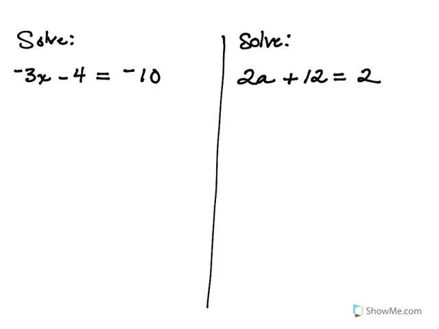Okay, so here we're going to have multi-step equations. So we're going to have to do more than just move one term, basically. We have to move more than just one number in order to isolate the variable. So here we're looking at negative 3x minus 4 is equal to negative 10. So again, every time you're trying to solve, your objective is to isolate the variable.